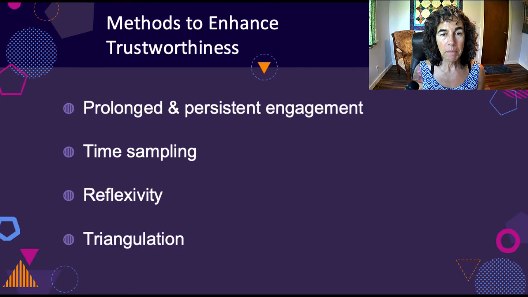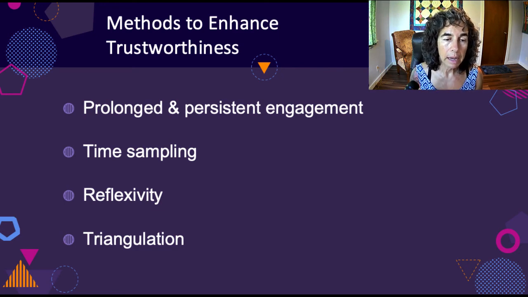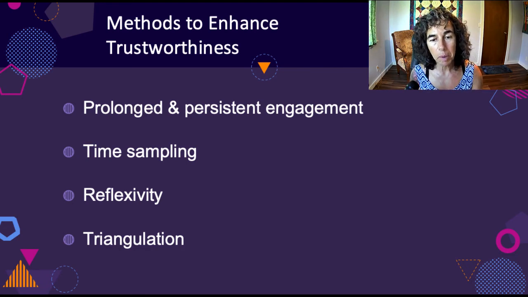All right, so methods to enhance trustworthiness, and we went through these in our qualitative data collection lecture. Prolonged and persistent engagement. So rather than a snapshot, we spend a long time with people, and that can really help. Time sampling. So we systematize contacts with our participants, and we sample all the different possible situations, times, and groups.